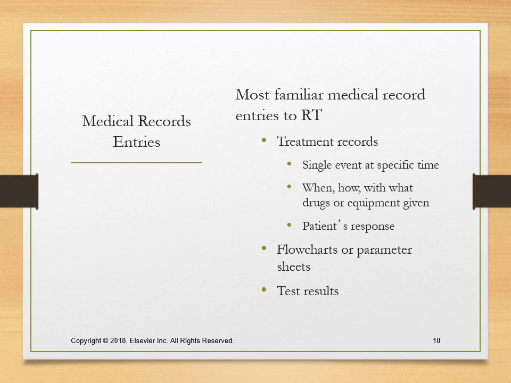Types of medical records. There are different types of entries into the medical record, and these depend on the purpose of that entry. The major types that are most familiar to respiratory therapists are treatment records, flow charts, parameter sheets, and test results. Treatment records are concerned with a single event at a specific time, like giving a small volume nebulizer treatment. The treatment record shows when, how, and with what drugs or equipment a treatment was given. The patient's response to the therapeutic intervention must also be included.